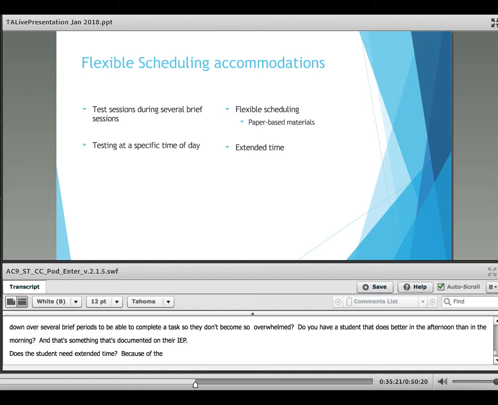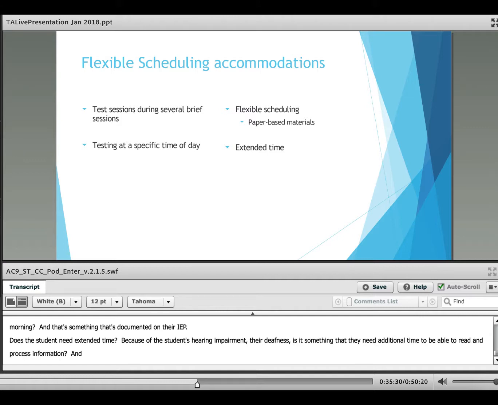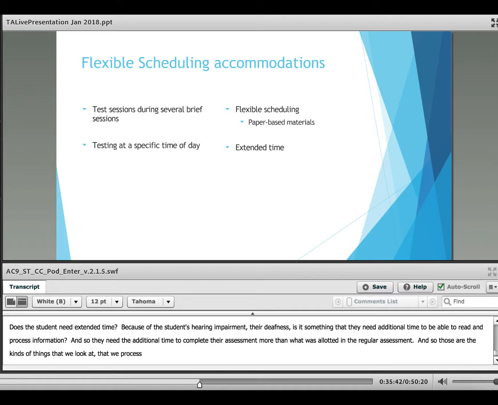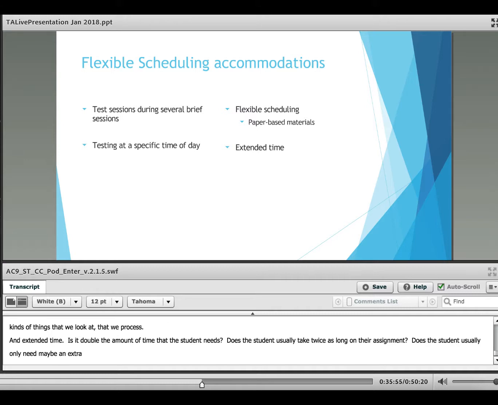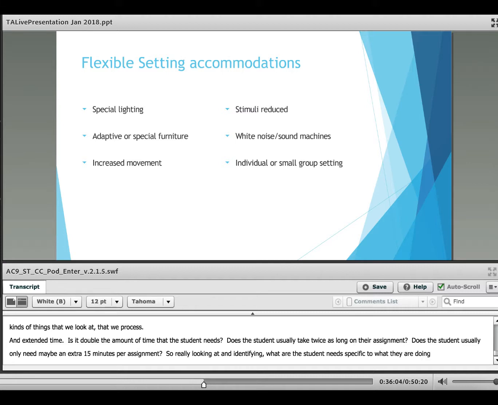Does the student need extended time because of the student's hearing impairment, their deafness? Is it something that they need additional time to be able to read and process information? And so they need the additional time to complete their assessment more than what was allotted in the regular assessment. And so those are the kinds of things that we look at, that we process. And extended time, is it double the amount of time that the student needs? Does a student usually take twice as long on their assignment? Does a student usually only need maybe an extra 15 minutes per assignment? So really looking at and identifying what the student needs are, specific to what they are doing.